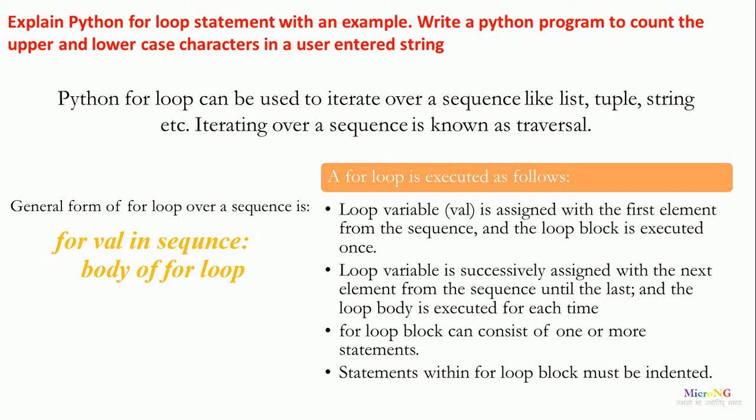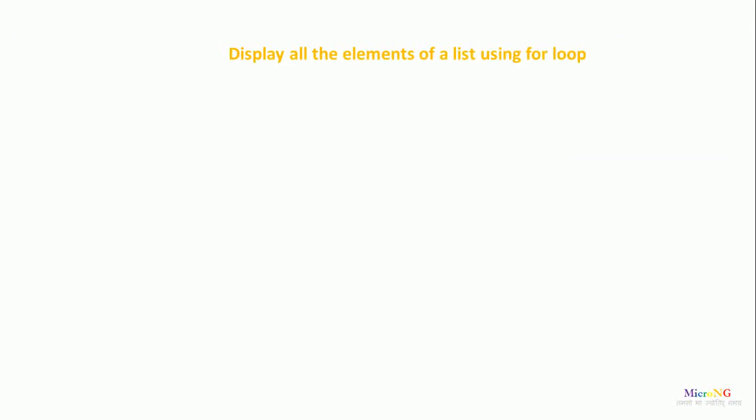The third point, the for loop block can consist of one or more statements. That means the body of the for loop can be a single statement or multiple statements. The fourth point, the statements within the for loop block must be indented. All the statements which are part of the for loop block need to be indented with spaces. Let us see an example to display all elements of a list using a for loop.